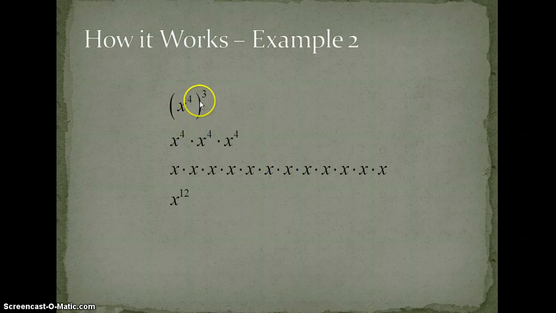String out the example again. Here it is. X to the fourth power raised to the third power. That's x to the fourth 3 times. If you string out each of these individuals, you will have 1 set of 4, 2 sets of 4, and 3 sets of 4. Ultimately, x to the 12th power.